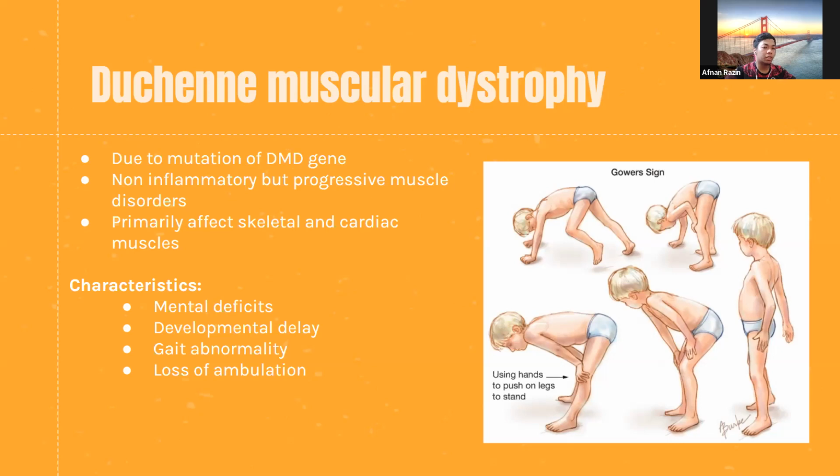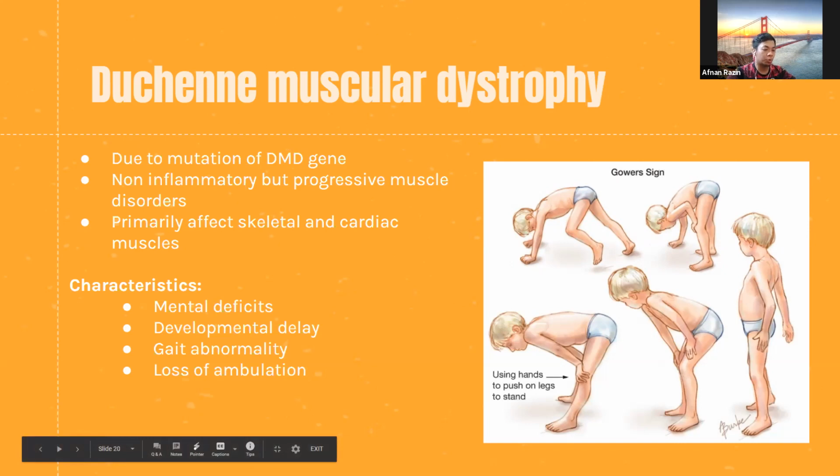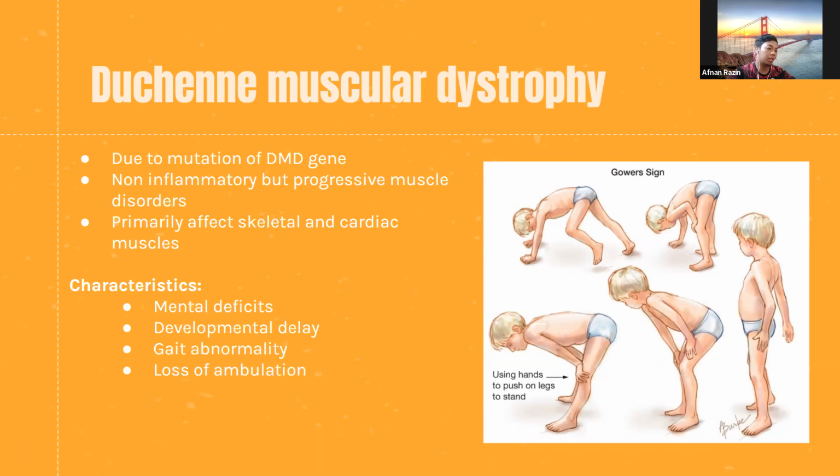So the picture here is a sign of a child with muscular dystrophy, also known as Gower sign. This sign indicates weakness in the proximal hip muscles, so he or she will use hands to push on legs to stand.